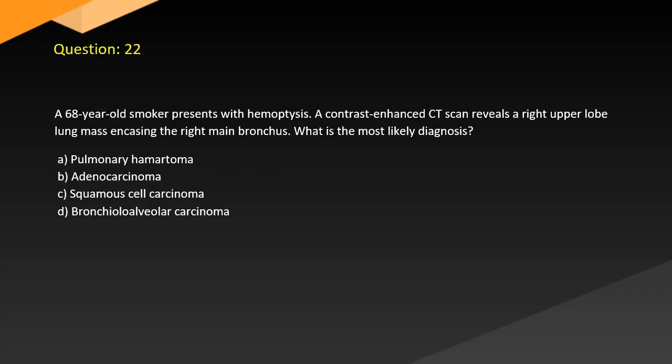Question 22. A 68-year-old smoker presents with hemoptysis. A contrast-enhanced CT scan reveals a right upper lobe lung mass encasing the right main bronchus. What is the most likely diagnosis? A. Pulmonary hematoma. B. Adenocarcinoma. C. Squamous cell carcinoma. D. Bronchioalveolar carcinoma.